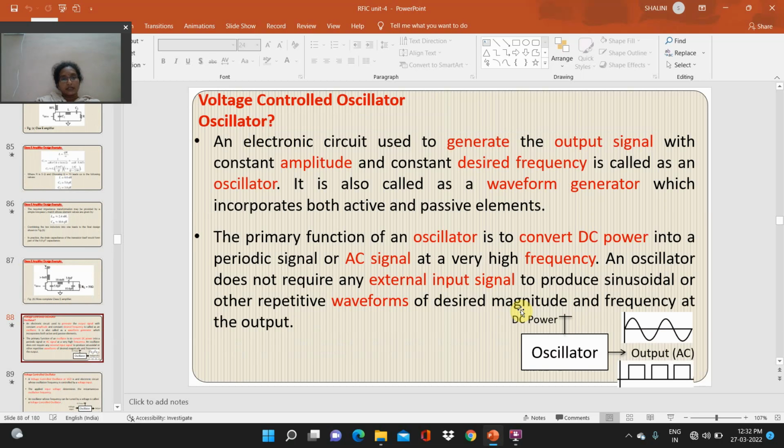Voltage controlled oscillator. What is an oscillator? An electronic circuit used to generate an output signal with constant amplitude and constant desired frequency is called an oscillator. It is also called a waveform generator, which incorporates both active and passive elements. The primary function of the oscillator is to convert DC power into a periodic signal or AC power at a very high frequency. An oscillator does not require any external input signal to produce sinusoidal or other repetitive waveforms of desired magnitude and frequency at the given output. The waveforms are like this. We are giving the DC power to the oscillator and we are obtaining the AC output.